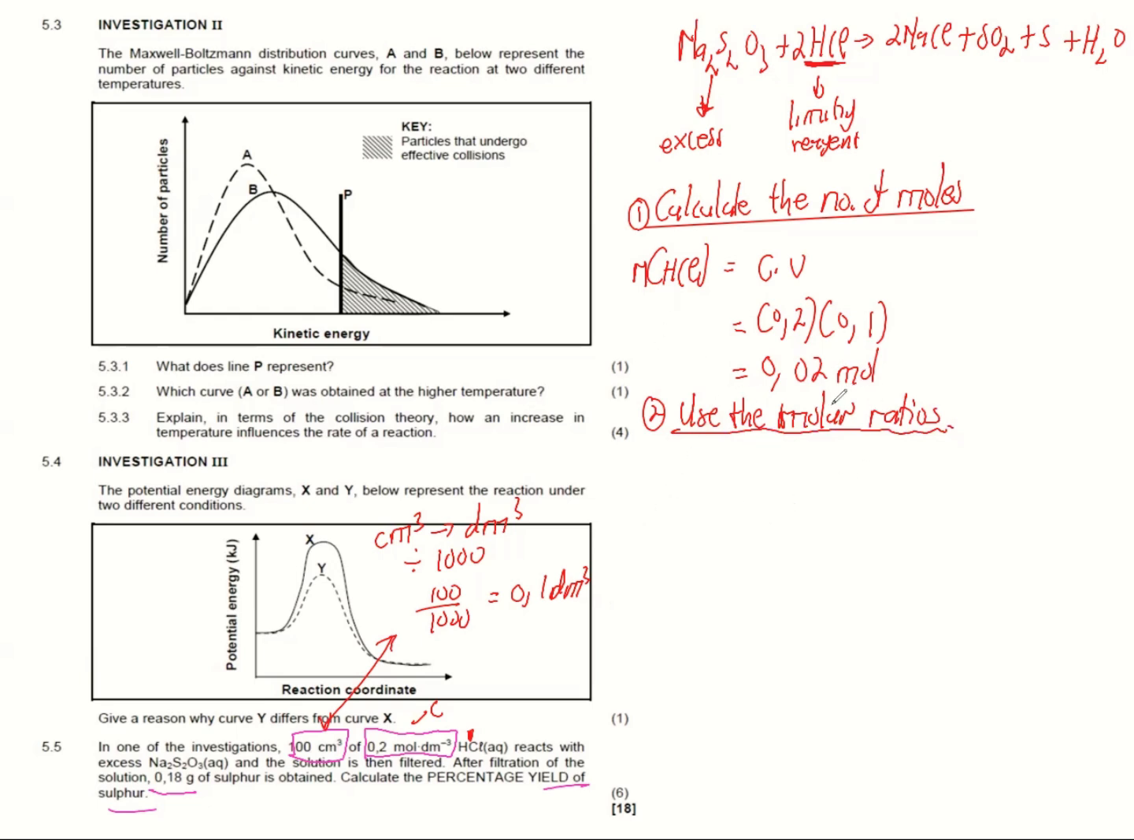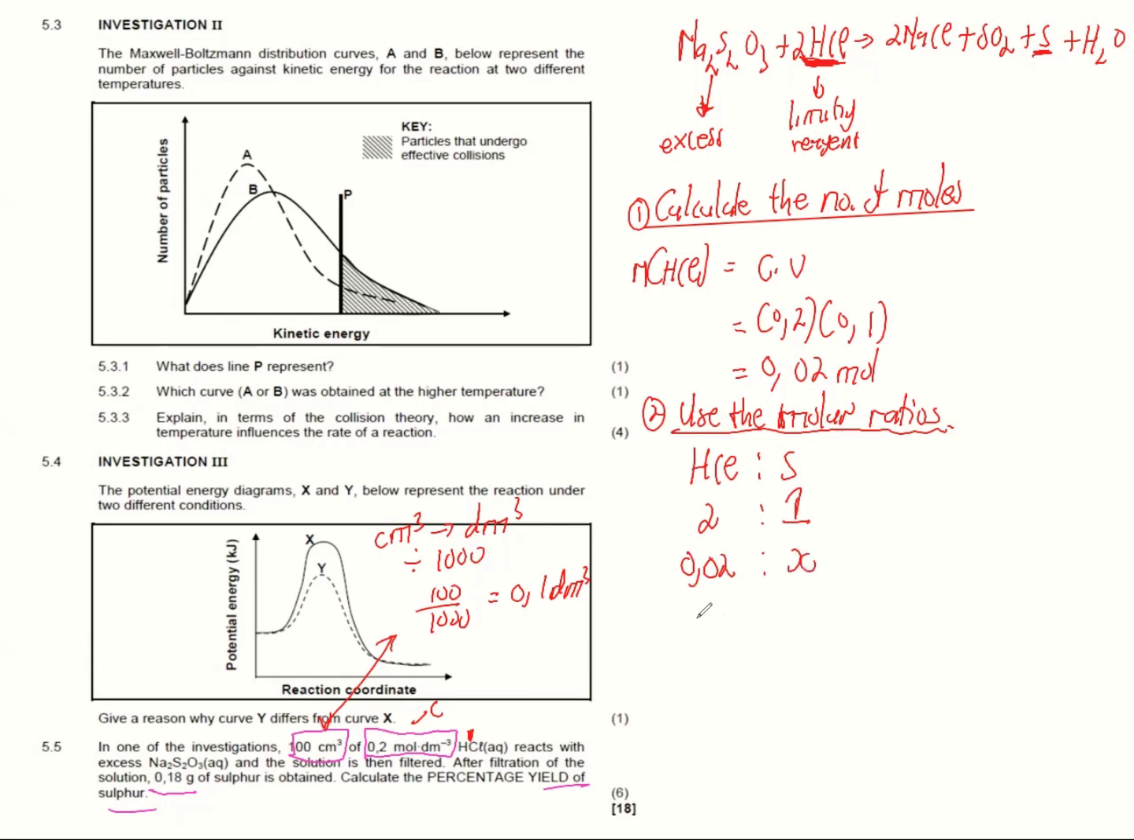Now, what are you going to do now? You're going to say, I have this, but I'm looking for that. I'm looking for sulfur, right? So this is what you're going to do. Ratio of hydrochloric acid to the ratio of sulfur. For every 2 moles of hydrochloric acid that reacts, there is 1 mole of sulfur that is produced. So how many moles of sulfur will be produced using that ratio? This is 0.02. And then this is x.